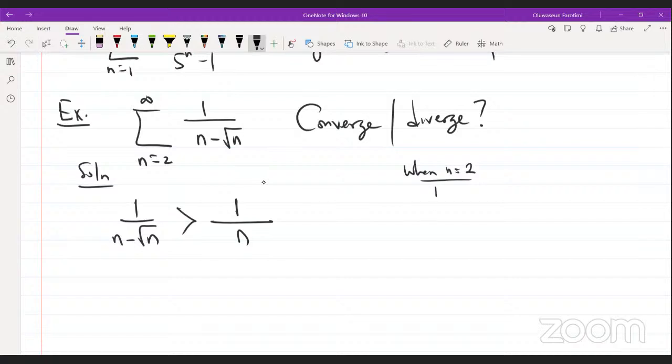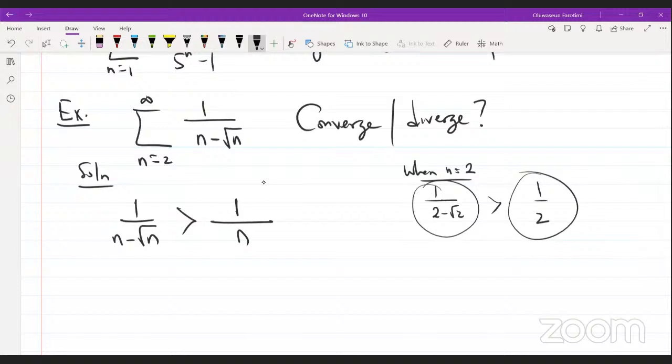When n is 2, you have got 1 over 2 minus square root of 2. What about this guy? You got a 1/2. This quantity and this quantity, which one is bigger? This guy is going to be bigger than this guy. So sometimes these are things you really do, because without doing them, there's no way you're going to have a good conclusion. Make sense, guys?